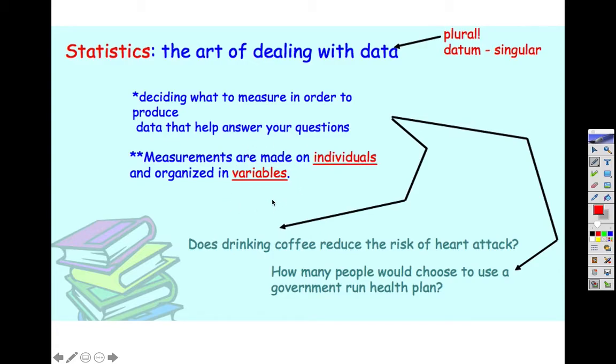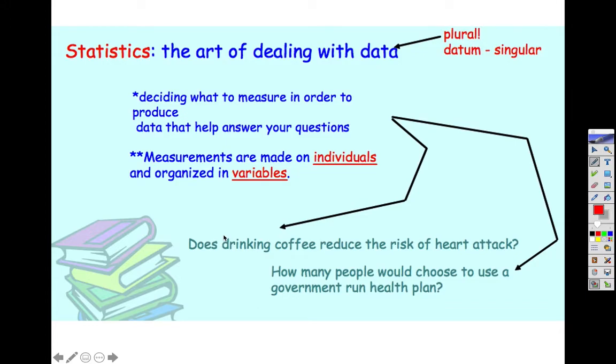Variables are things that you measure about the individuals. So most people think about humans right away. If you think about a variable about a human, a variable could be their height, it could be their weight, it could be their eye color, their hair color, it could be their age. So variables are just measurable things.